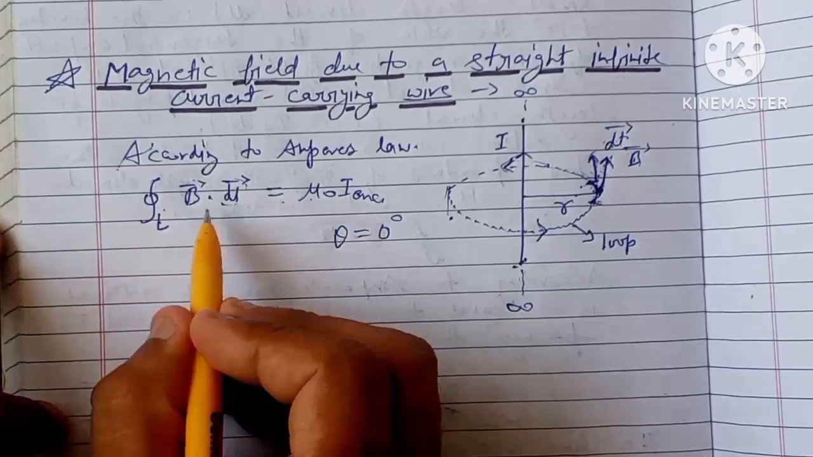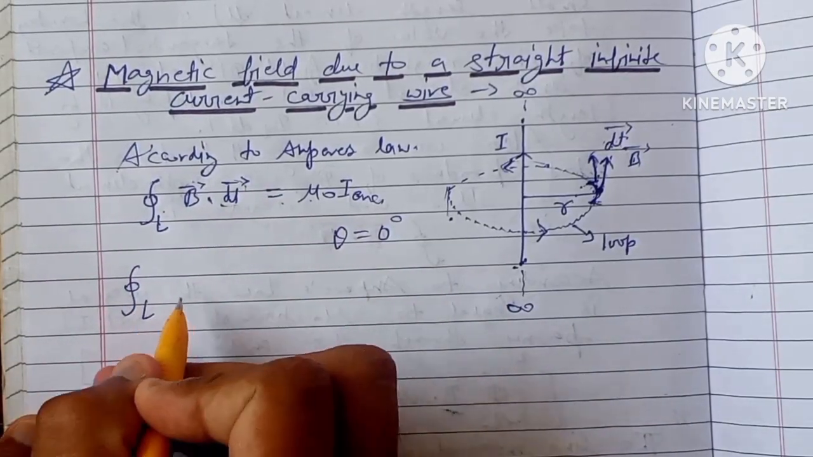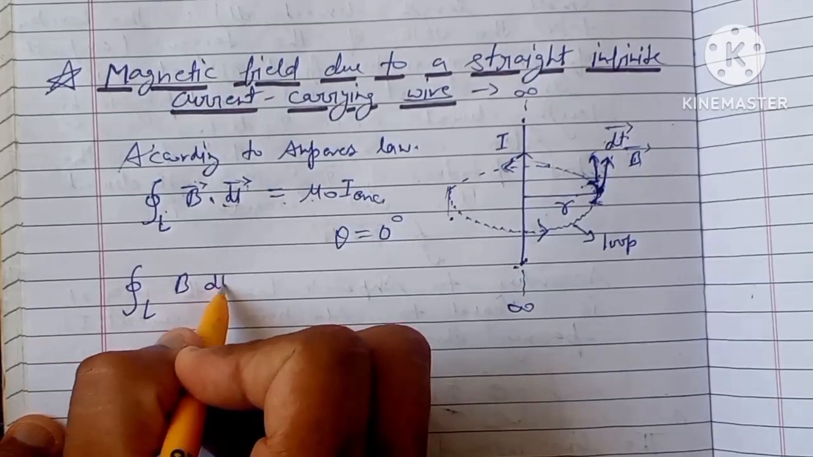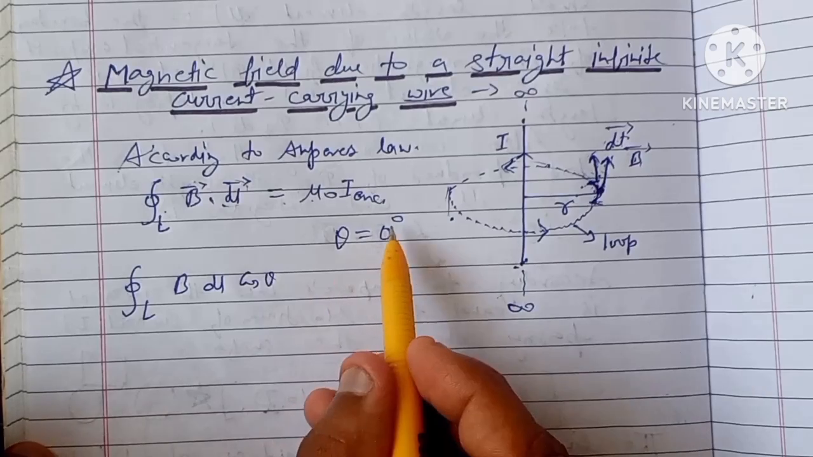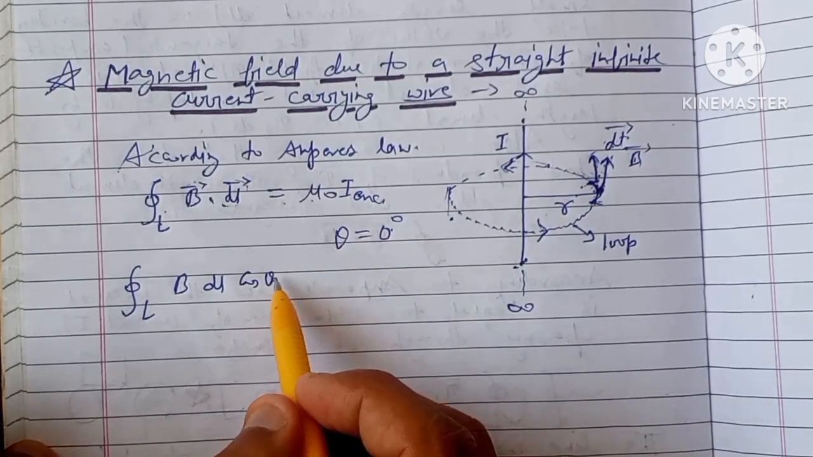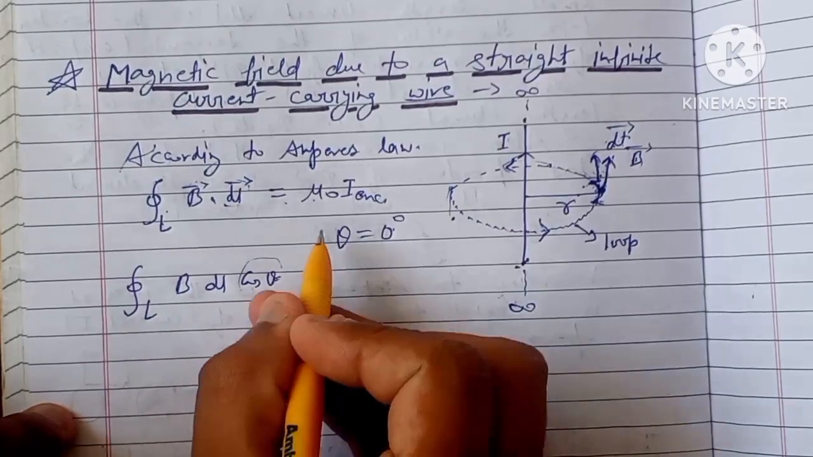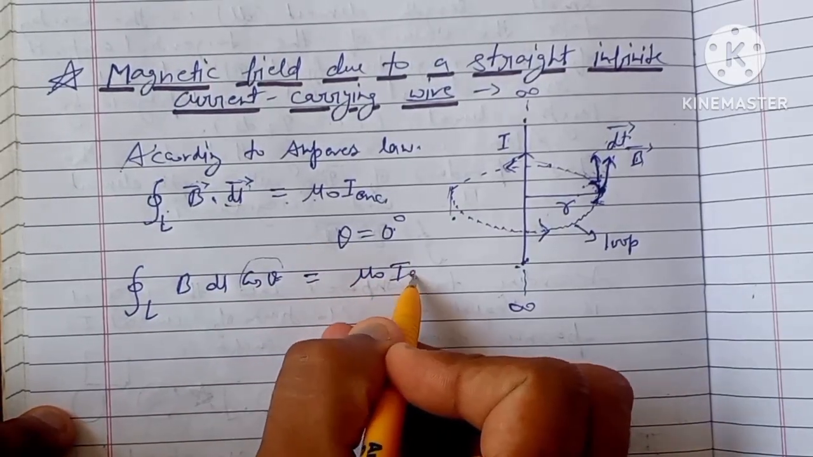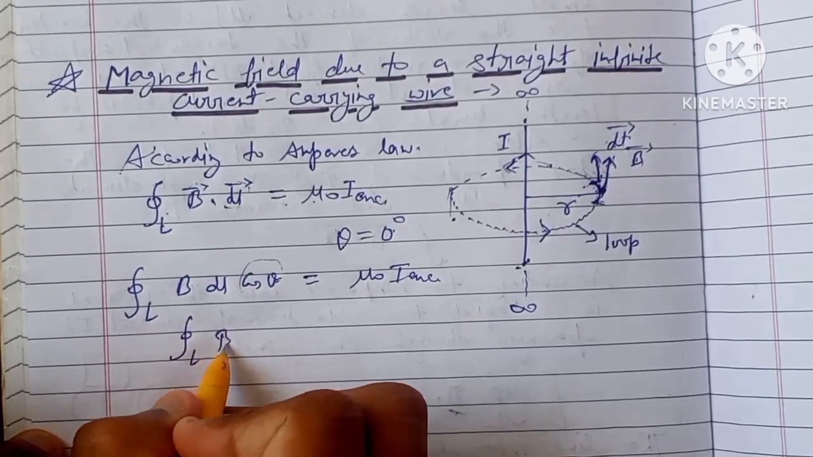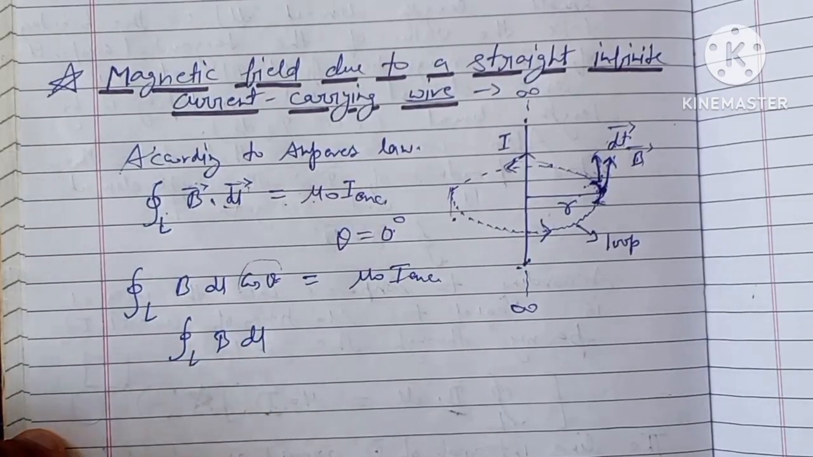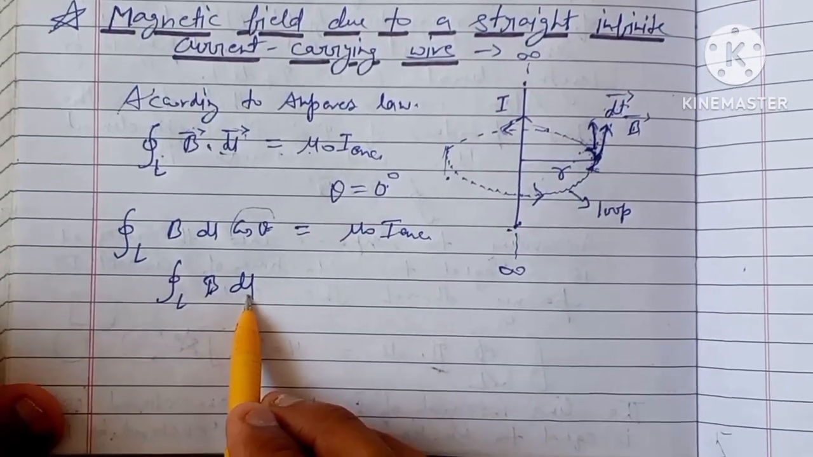Now let us open this dot product here. It will come out to be the closed line integral of B dl cos theta. Here if I put the value of theta, that is 0, then cos 0 is 1. So I will have the closed line integral of B dl equal to mu naught I enclosed. This B is the magnitude of the magnetic field, and this dl is the magnitude of the length vector.